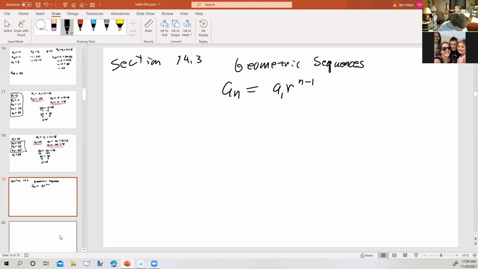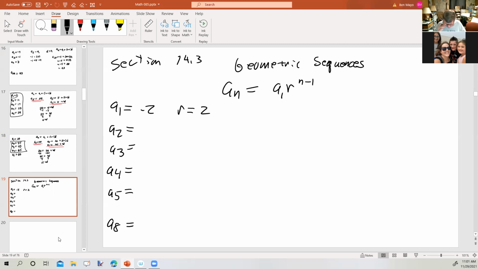So here again, let's see. Write the first 5 terms of each geometric sequence with the given properties and then find the specified term. We're told that the first term is -2, the common ratio is 2, and we're to find the 8th term. Well, first of all, it said to write the first 5 terms, and then we're supposed to find the 8th term.